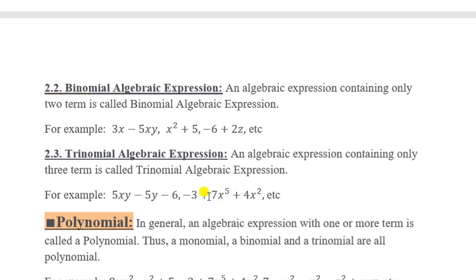And after binomial, we will get trinomial algebraic expression. In a trinomial algebraic expression, how many terms will we get? Three terms. And they are like this: 5xy minus 5y minus 6. How many terms? You just count: three terms. 5xy is one term, minus 5y is another term, and minus 6 is another term. So in total you will get three terms. Trinomial. Okay. See here also you can check. This is another example of a trinomial.